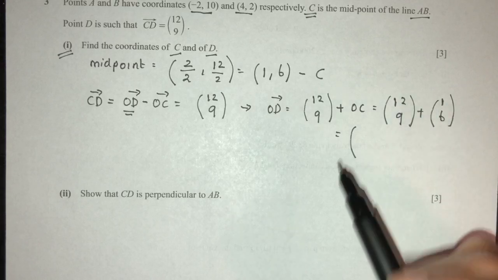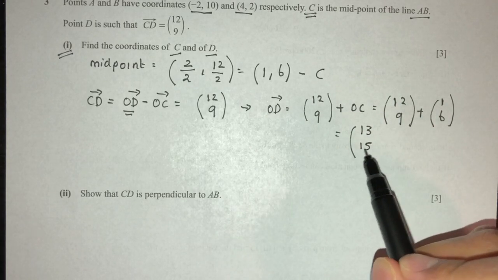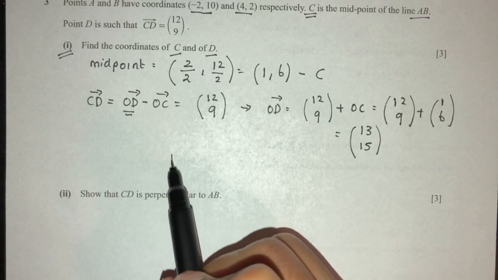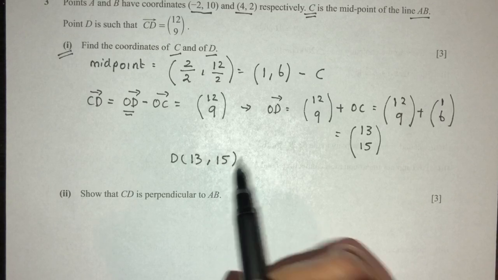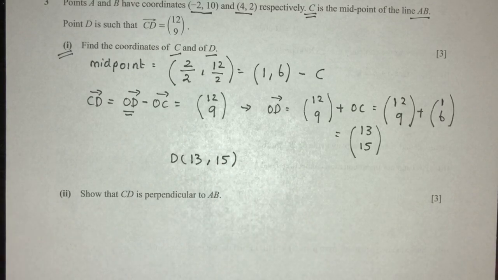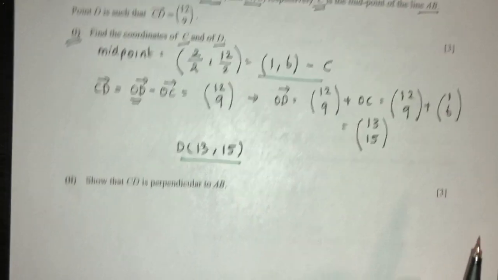So 12 plus 1 is 13. 9 plus 6 will be 15. So that is your point D. So D is 13 and 15. So you have 2 points. So the point C is here and the point D is here.